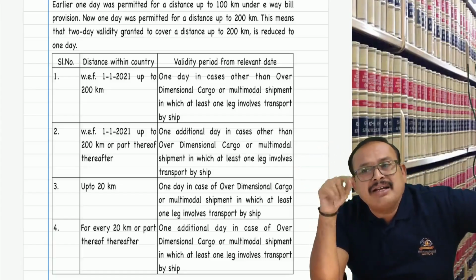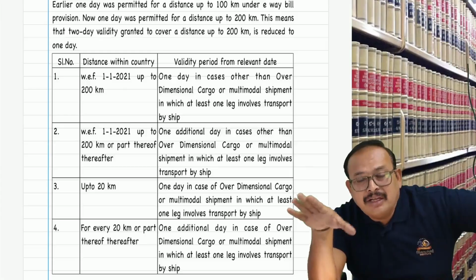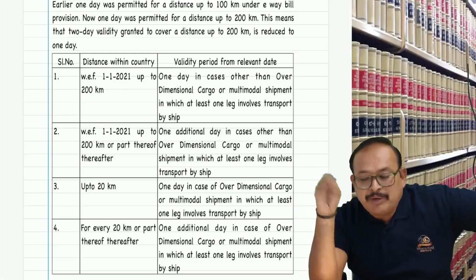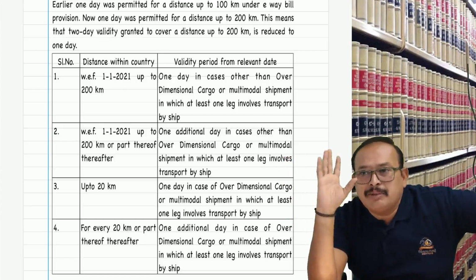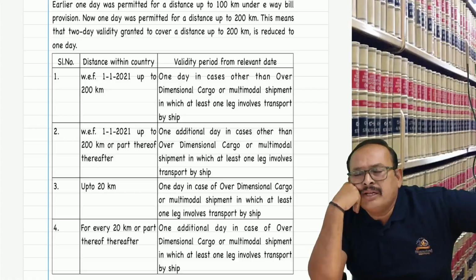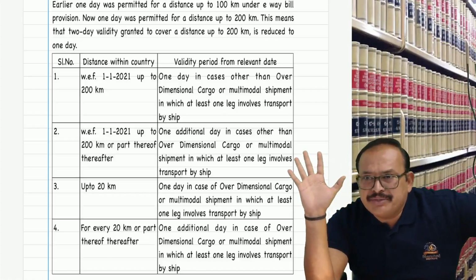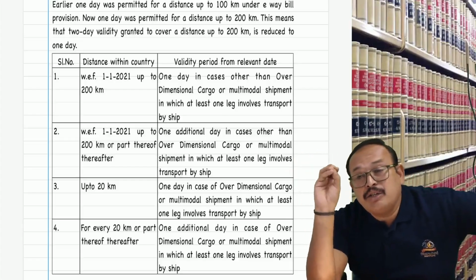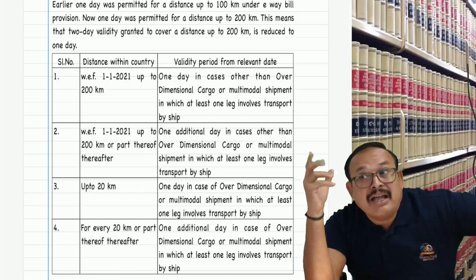Now the distance is 500 kilometers. Today what date? 8th August 2025. 8/8/2025, correct? Today at what time now? The time is 11:30. At 11:30 a.m. we generate the EWB 01, Part A, Part B filled up and uploaded. It generated for 500 kilometers distance. That 500 kilometer distance e-way bill validity ends at what time?